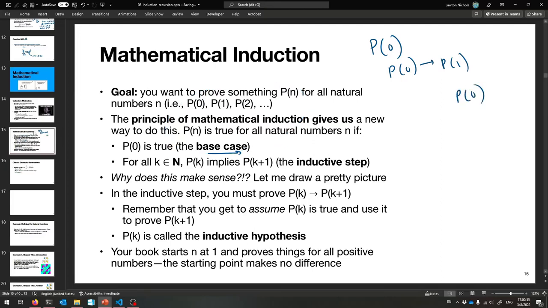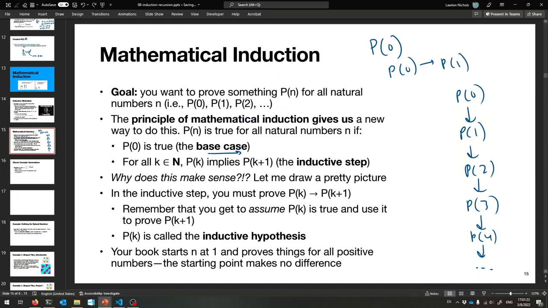Very cool. So P of 0, once you have that, the chain unwinds. It keeps going forever. P of 0 gives you P of 1. Then you can use P of 1 with this rule. This inductive step is what it's called, to give you the next proof for P of 2. And then you can use P of 2, set k to 2, to give you P of 3. Use P of 3 to get P of 4. And so on for the end of time. That's going to give you P of whatever for every single natural number.